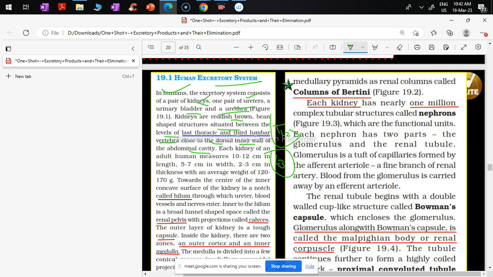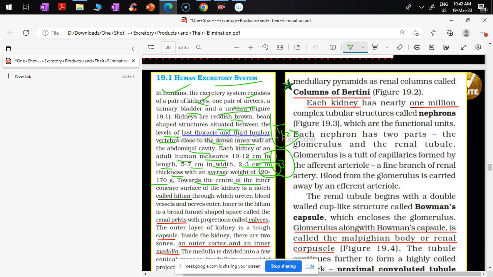Each kidney of an adult human measures about 10 to 12 centimeter in length, nearly 5 to 7 centimeter in width and 2 to 3 centimeter in thickness, with an average weight of 120 to 170 gram. This is the average weight of a human kidney.